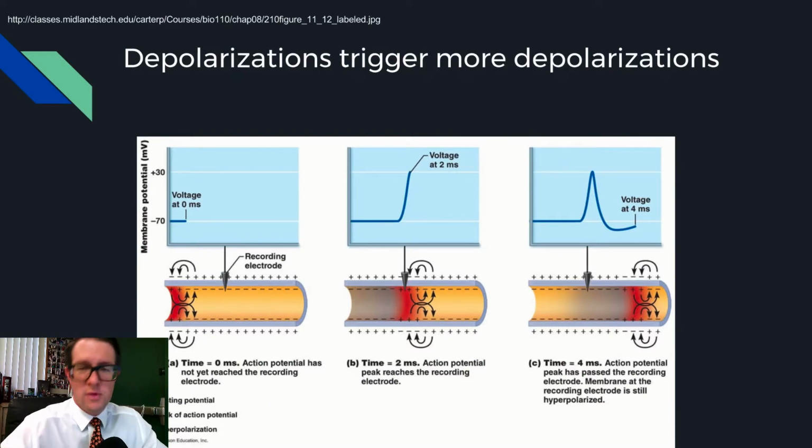What we notice in this pattern is an active depolarization will actually trigger another active depolarization, and that will trigger another active depolarization. That is a positive feedback loop because positive feedback loops continue whatever the stimulus is. In this particular case, a depolarization will cause a depolarization, which will cause a depolarization, which will cause a depolarization, which will cause another depolarization.